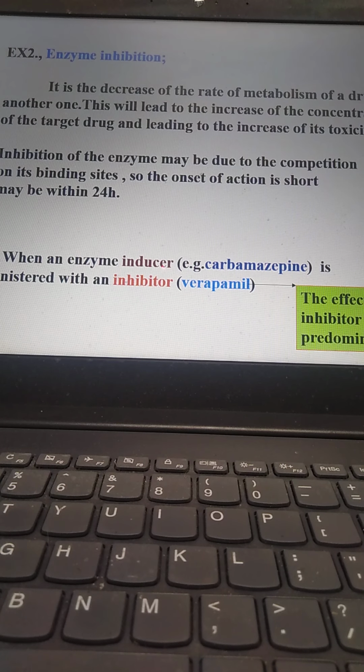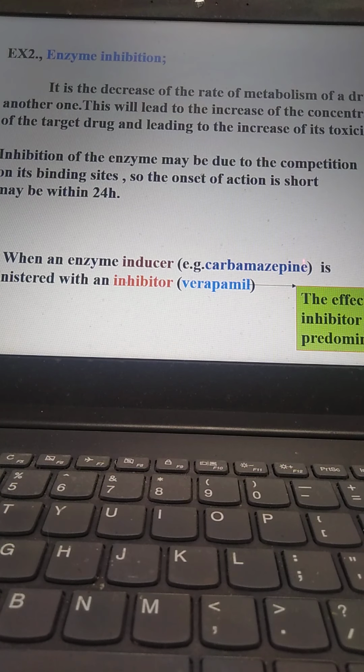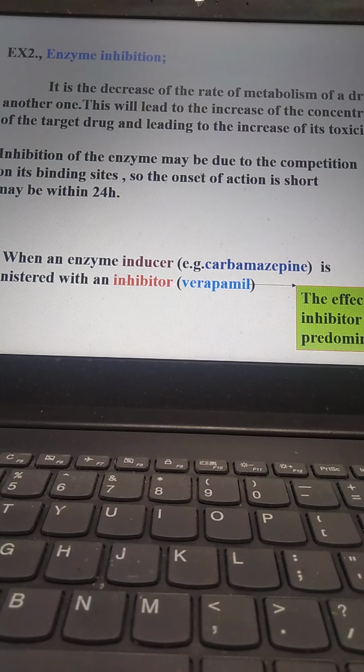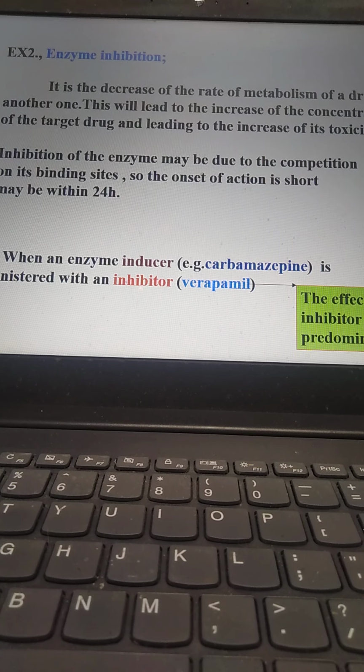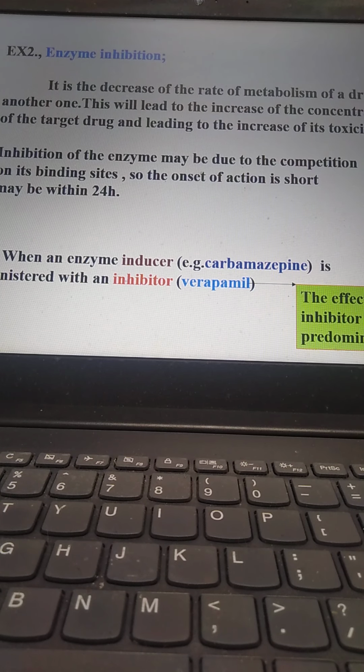When an enzyme inducer, that is carbamazepine, is administered with an inhibitor, verapamil, the effect of the inhibitor will be predominant. So once you give the carbamazepine, the inducer, and the inhibitor verapamil, the effect of the inhibitor will be predominant at that time.